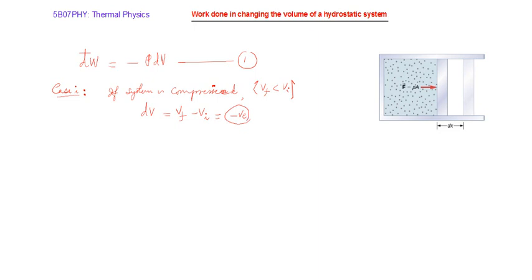Now vf minus vi negative means dv is negative.